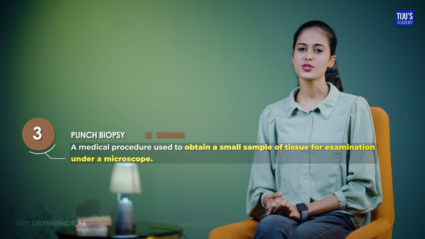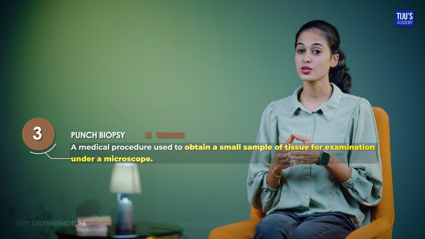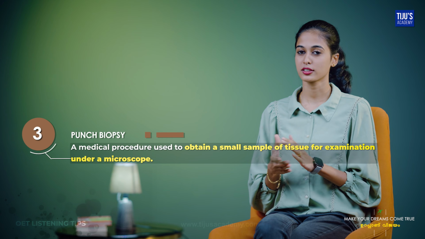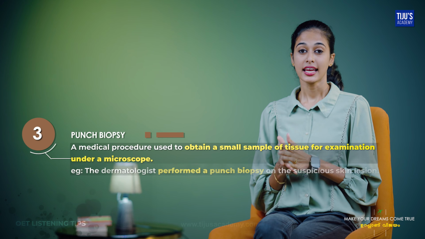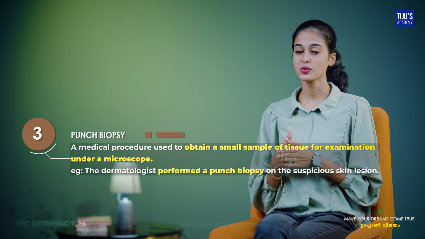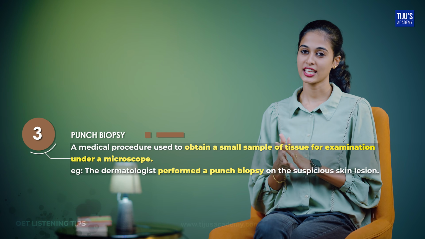Number 3. Punch biopsy. It is used to obtain a small sample of tissue for examination under a microscope. For instance, the dermatologist performed a punch biopsy on the suspicious skin lesion.